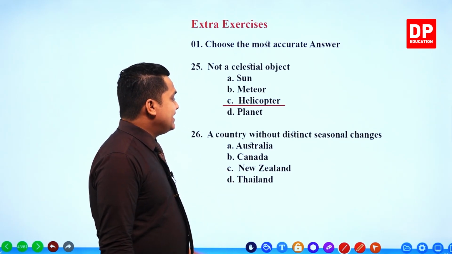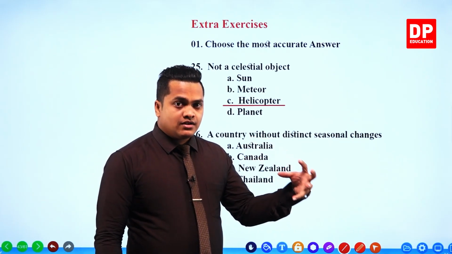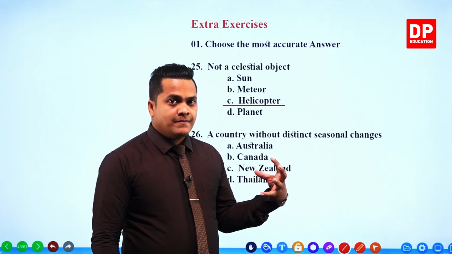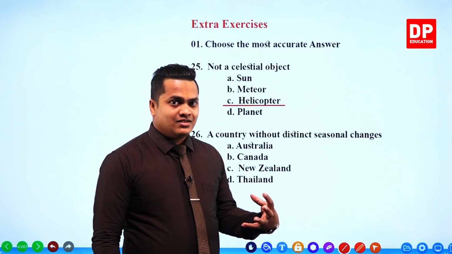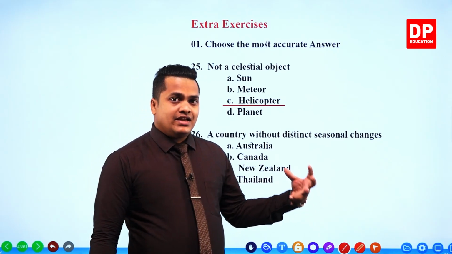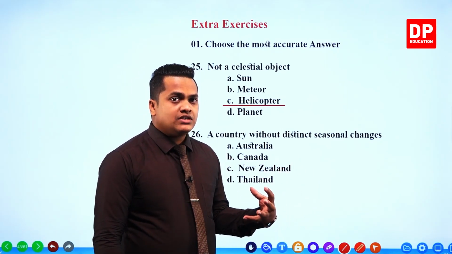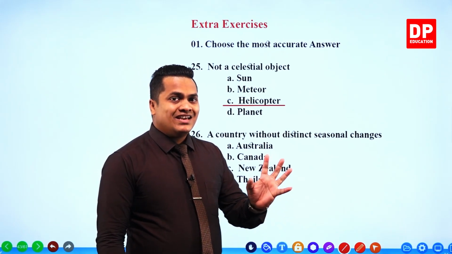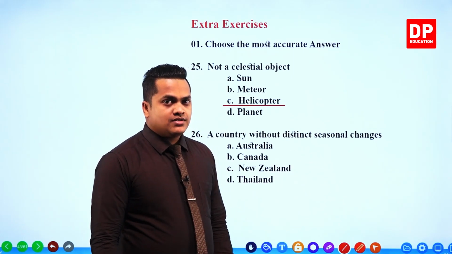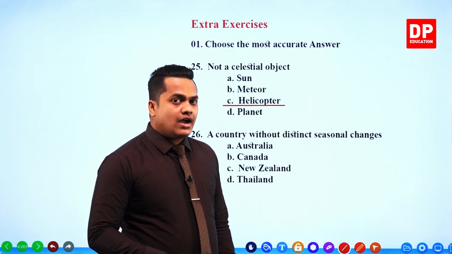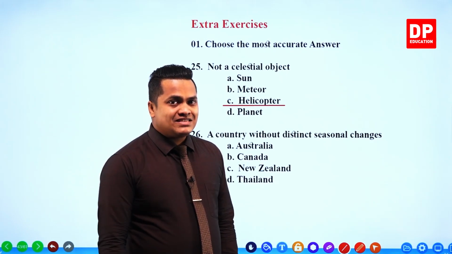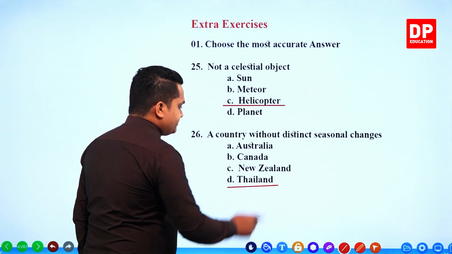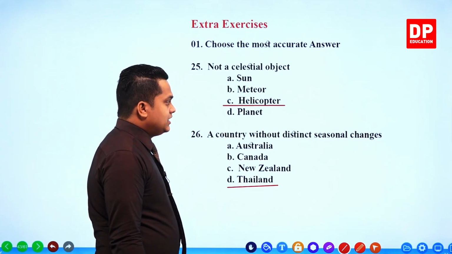So it is incorrect. Canada, once again, is very close to the northern hemisphere, or very close to the North Pole. So therefore, Canada is incorrect. Then New Zealand, once again, is a country somewhat closer to the South Pole. So incorrect. Thailand, however, my dear children, is somewhat near the equator. So it is a tropical country. So in Thailand, we can't observe any distinct seasonal changes, similar to Sri Lanka. So Thailand should be our answer.